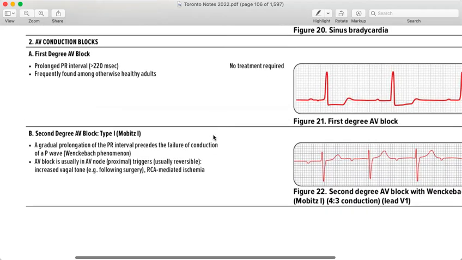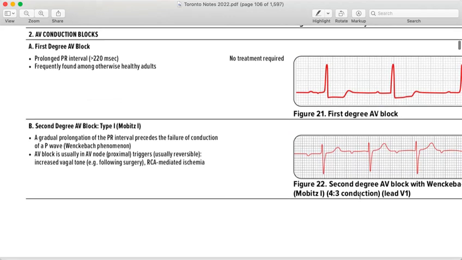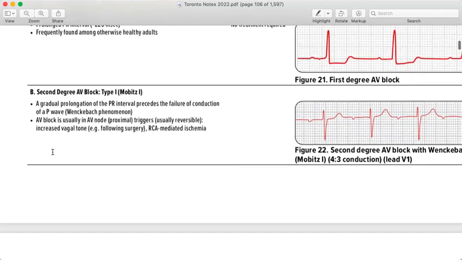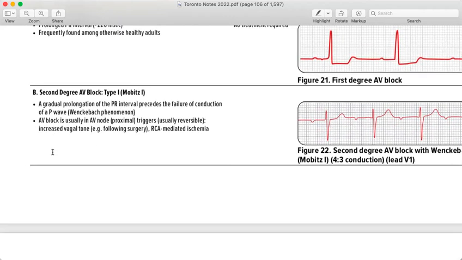Then coming to the second degree AV block type 1. In this one, the PR interval is increased, along with which one beat might be dropped in 4. If you go with 4 PQRS complexes, there will be one that will be dropped. Otherwise, no. There is basically 4 into 3 conduction. So after every 4, there might be one that is dropped. Even in this condition, we don't do any treatment. So there's a gradual prolongation of the PR interval with the failure of the conduction of the P wave. Only one after every 4 will be dropped.